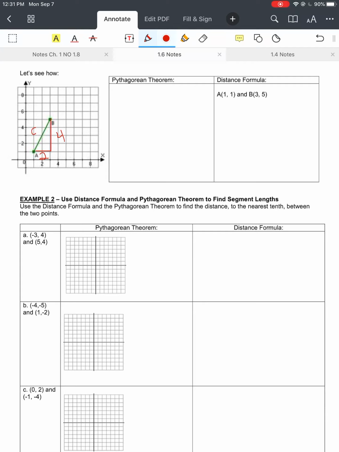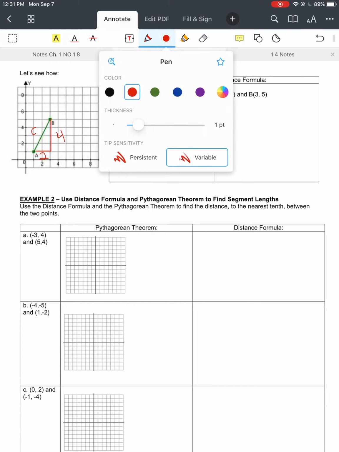Again, this is my C, my hypotenuse. It's what I'm trying to find, the length of AB. So the Pythagorean theorem would tell me to write 2 squared, or A squared, plus 4 squared, B squared, equals C squared. Well, 2 squared is 2 times 2, which is 4. 4 squared is 4 times 4, which is 16, which equals C squared. 4 plus 16 is 20.